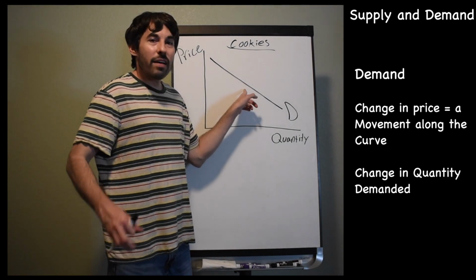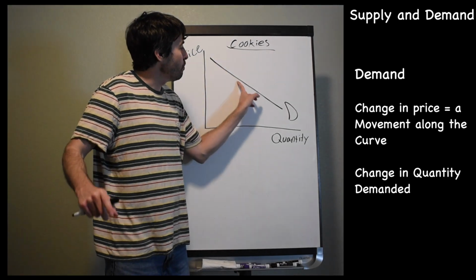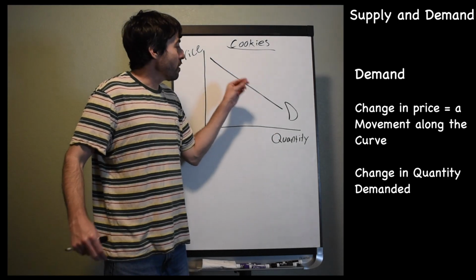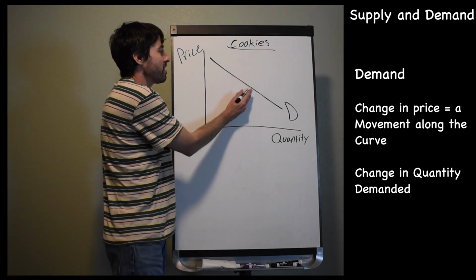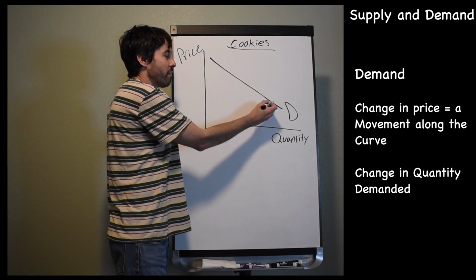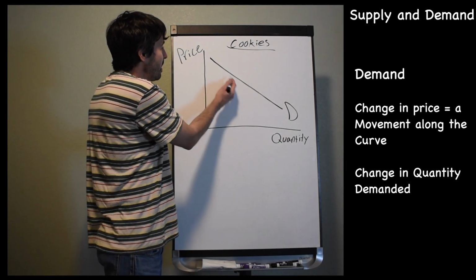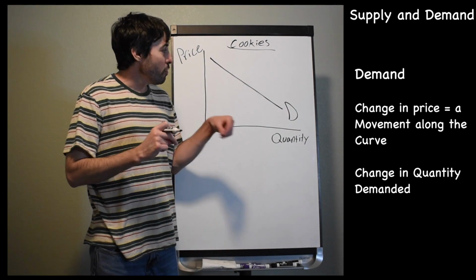Think of the curve as being price and quantity demanded. If there's a change in price, we just move along the curve because the curve is made up of price. Think of it as a bunch of different price points. Like let's say this is 50 cents, and at 50 cents we want 100 cookies. If the price goes down to 25 cents, we want 150. And if it goes up to 75 cents, we might want 50 cookies. So that's just movement along the curve.